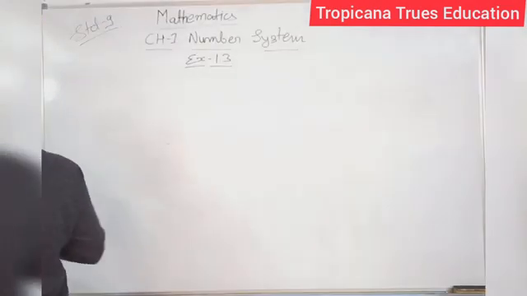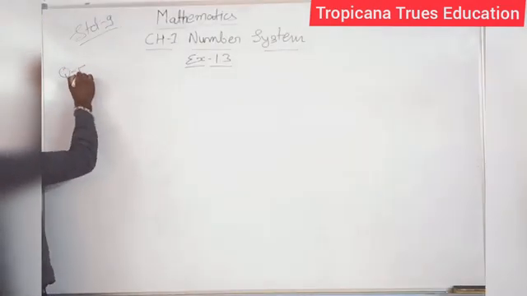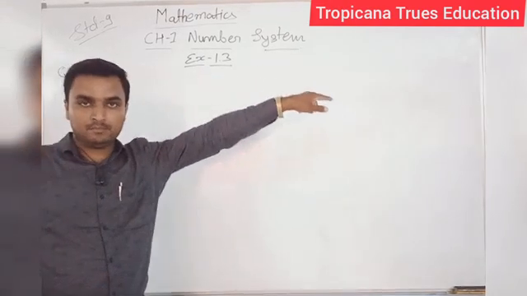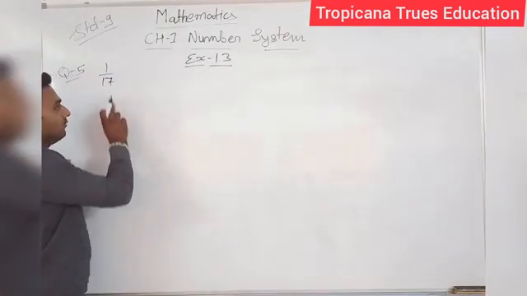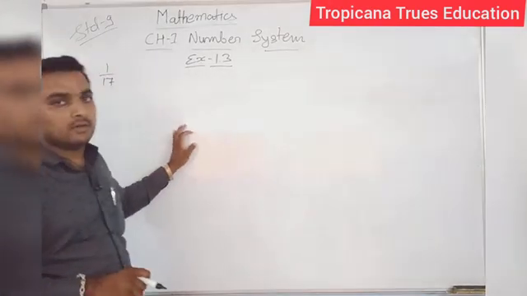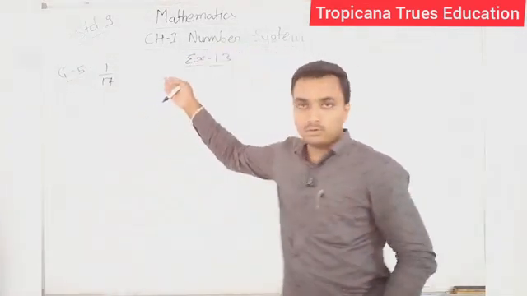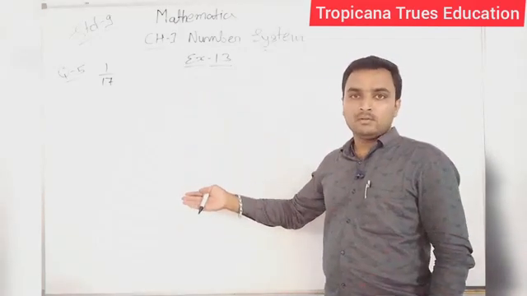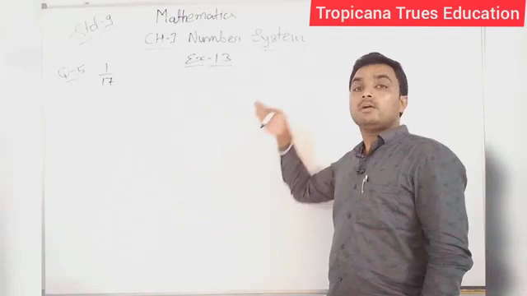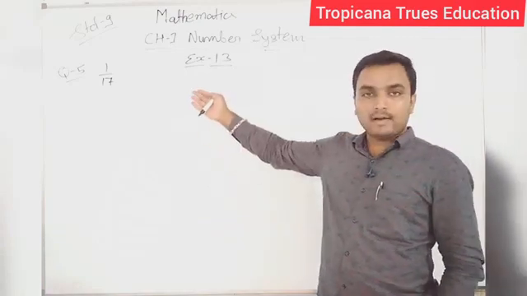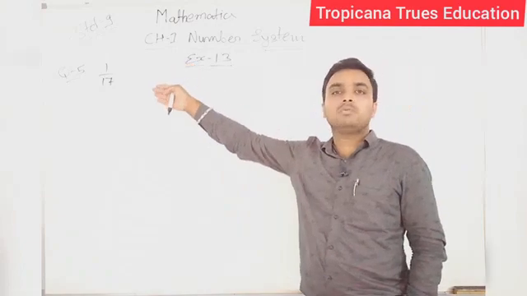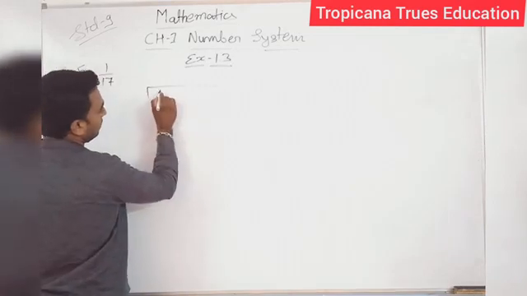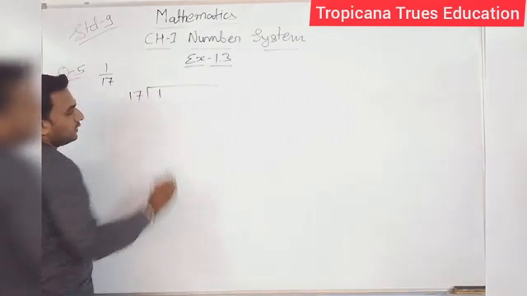What is your question number 5? Divide 1 upon 17 and check how many numbers are repeated. Clear? When you divide this sum, do it on your next page, because this division is going to be long. If you start from the half page, the rest of the division has to be written on the back page, which is difficult. So please do this sum on a new page so you can do it easily. Now we have to do 1 divided by 17.